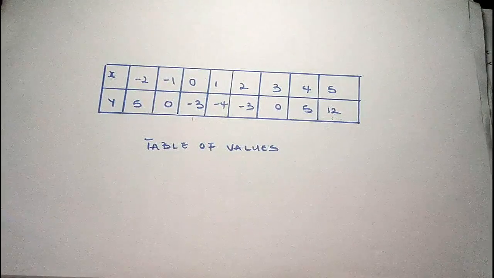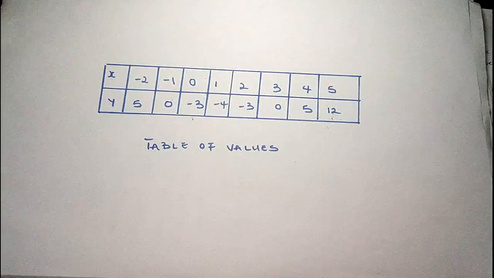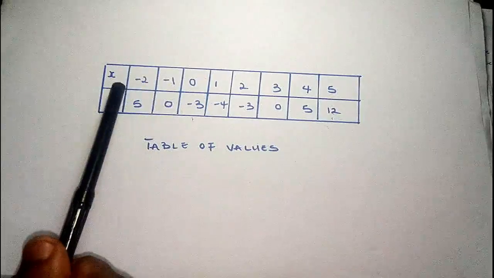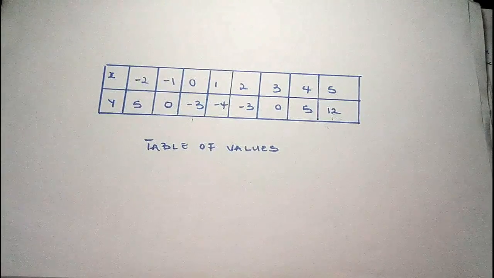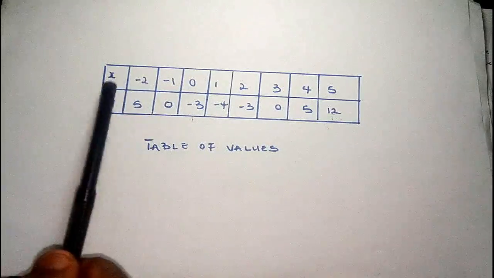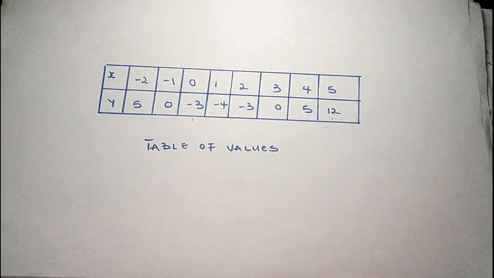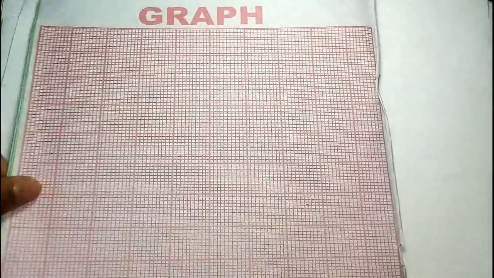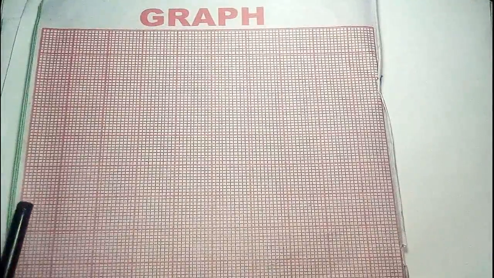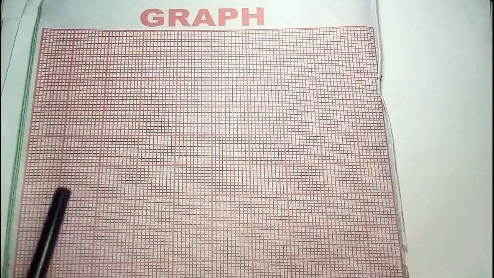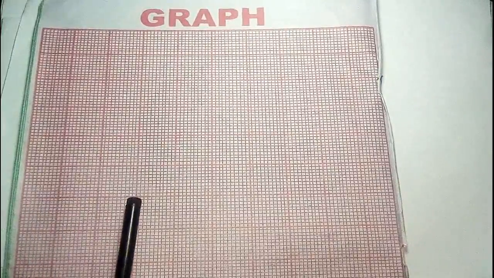So now, using this table of values, you notice that the lowest value for the x-axis is -2. So now we want to get the y-axis by looking at the x-axis. So we're going to do that here. Now this is a graph paper. You notice that the x-axis is always horizontal. So let's just pick any line. Now if we put -2 here and we put -1 here, that means 0 is going to be here.